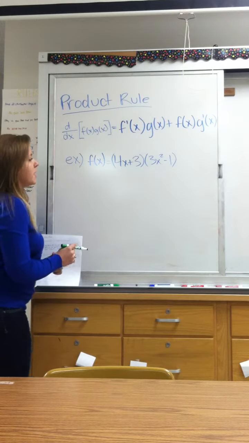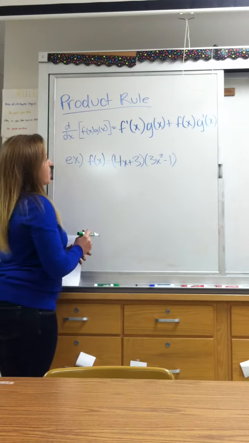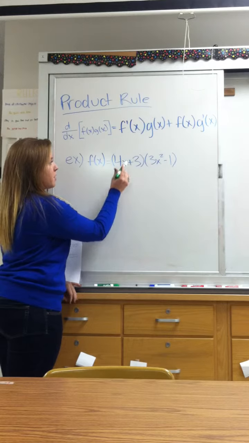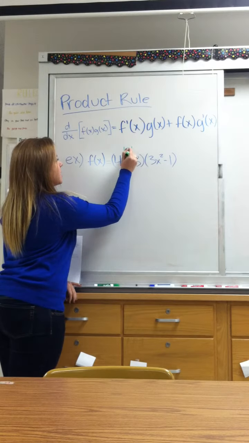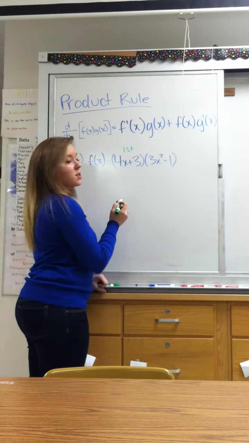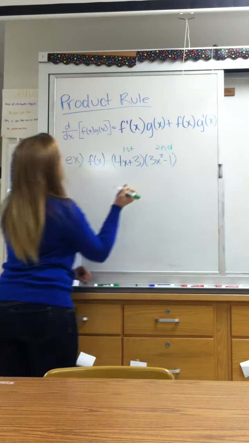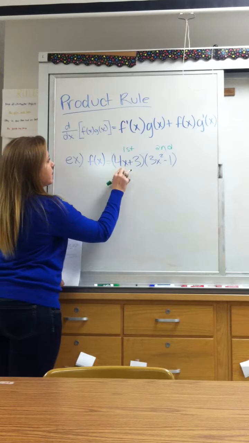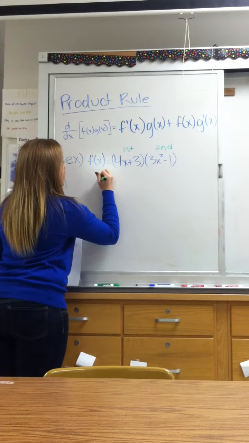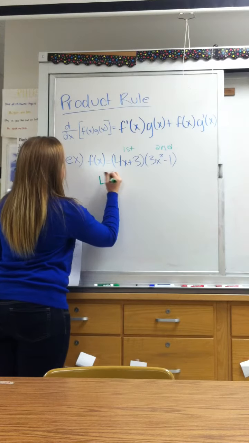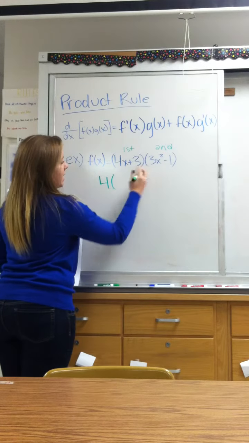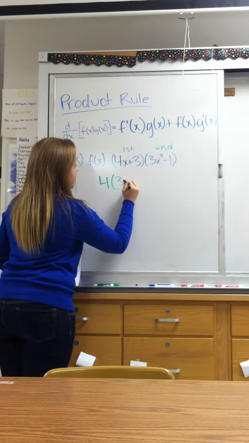Our first example is just a simple two-term problem, which is 4x plus 3, which is your first term, times the second term, which is 3x squared minus 1. So when putting this into your problem, you're going to take the derivative of your first, which is 4, and then that's going to be times the second. So you just leave it as it is.